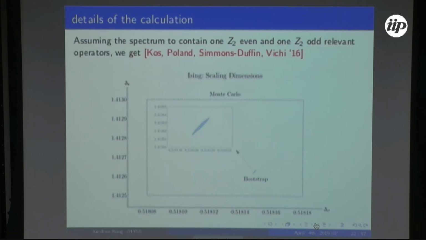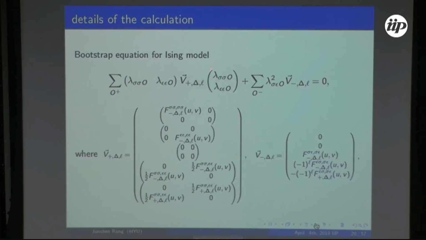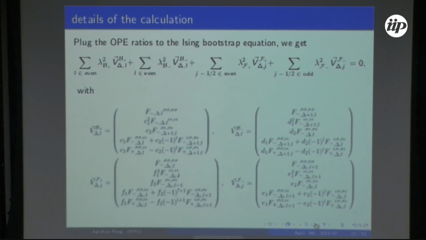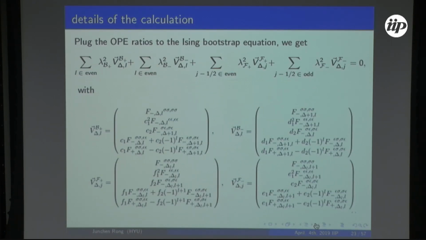Is it clear? I'm just putting these OPE ratios in here, and it contracted from 2x2 into 1x1, and I got some bootstrap equation looking like this. Yes, you can do. I'm going to comment on that later. Okay, it's equivalent to do that.